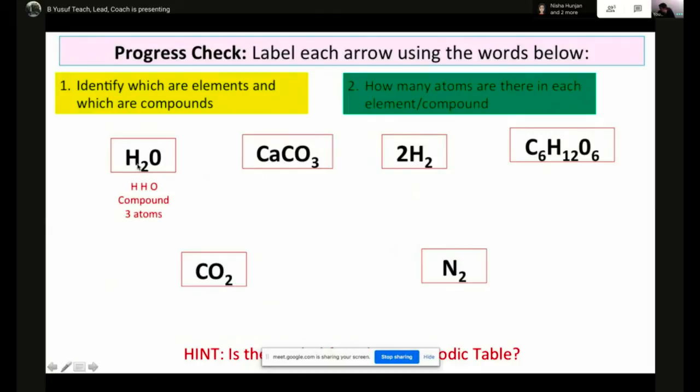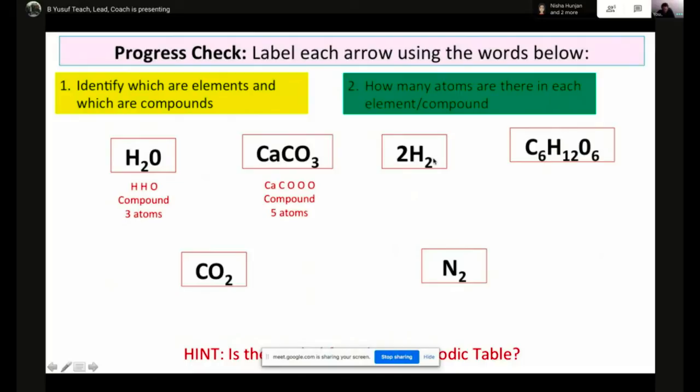Now, with this one here, you've got hydrogen with the number 2 by it, and you've also got oxygen, and I've written it underneath, H2O. These are the atoms. 2 or more atoms joined together tells you it's a compound, and there are 3 atoms in this particular compound. Here, you've got Ca for calcium, 1 C, carbon, and 3 oxygens. So again it's a compound, and you've got 5 atoms.